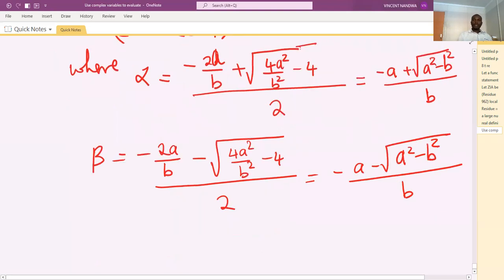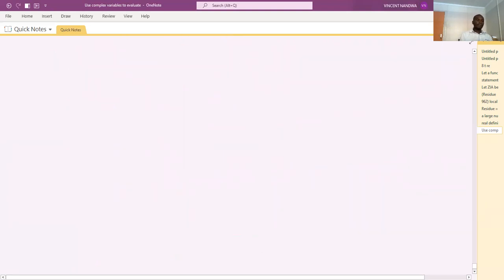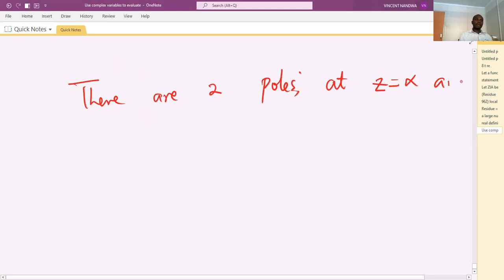So there are two poles, at z equals to alpha and z equals to beta, each of order 2.